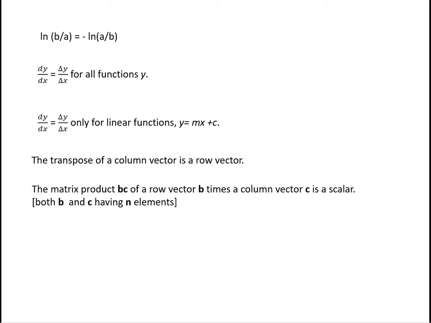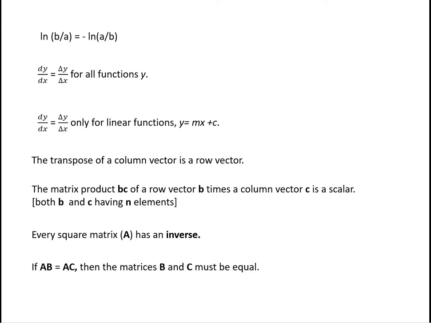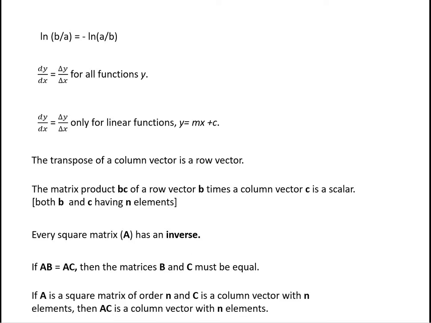So you please take some time, check it, and then come back to the videos. Let me give you the questions. If the square matrix A has an inverse, if AB equal to AC matrices, then the matrices B and C must be equal. In ordinary algebra, it looks like that. If A is a square matrix of order n and C is a column vector with n elements, then AC is a column vector with n elements. So give pause, take time, do try on your own, and then come back to the video. But let me give you the answer now.